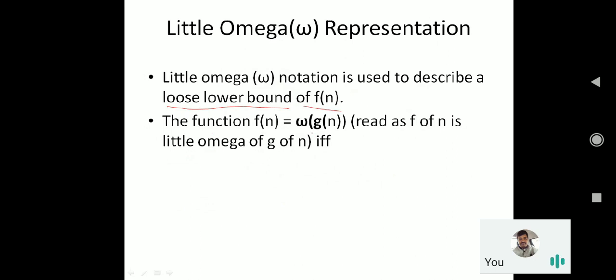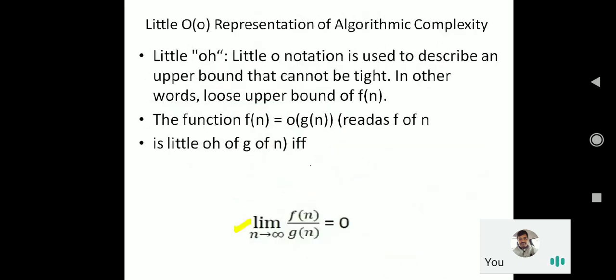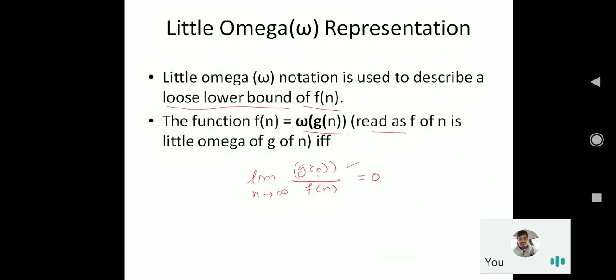A function f of n is equal to little omega of g of n, read as f of n is little omega of g of n, if and only if the limit as n tends to infinity of g of n divided by f of n is equal to 0. So here it is the reciprocal of the previous one. For a lower bound, I want the numerator to be lower. In the previous case, the g of n function was in the denominator. Now the g of n function is in the numerator and the f of n function is in the denominator. That is the reason we say that this is a loose lower bound and the previous one is a loose upper bound.